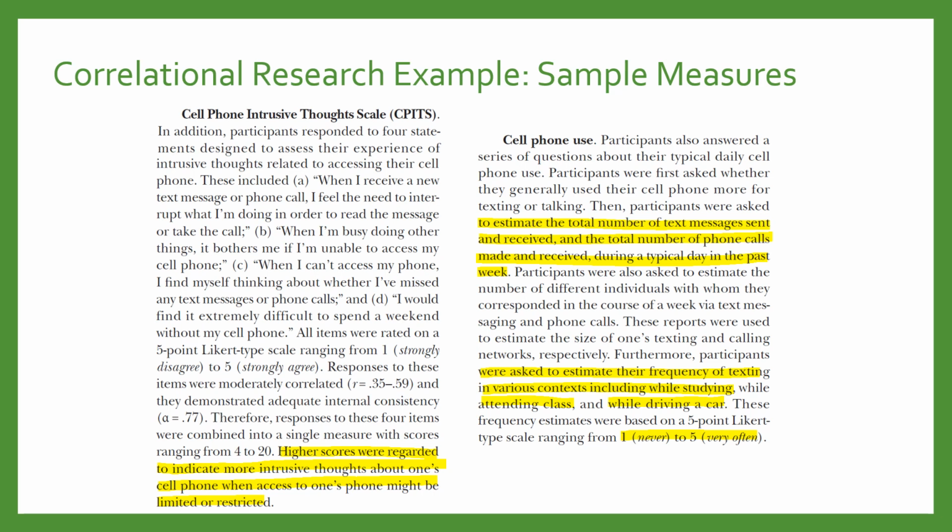They also looked at cell phone use. So they estimated the total number of text messages sent and received, the total number of phone calls made and received during a typical day in the past week. And they asked them about their use of texting in a bunch of different contexts: while studying, while attending class, and while driving a car. And they measured these also on a 5-point Likert scale. So you can see how these variables were operationalized for this correlational observational research. They didn't put them in different contexts. They didn't manipulate anything. They just measured how things occur naturally.